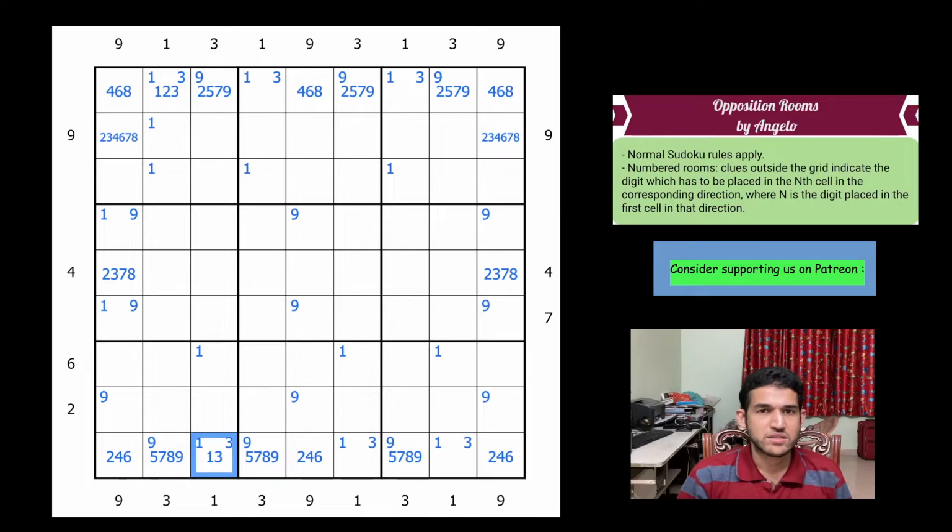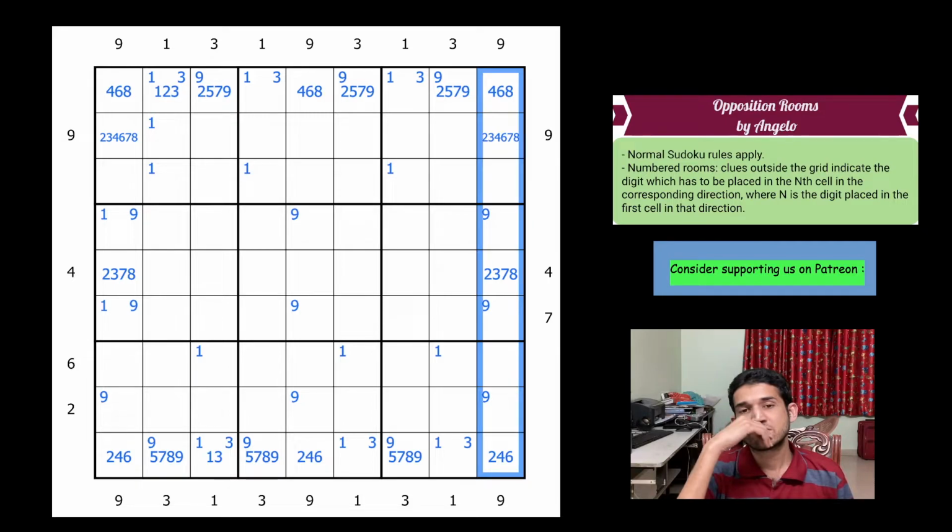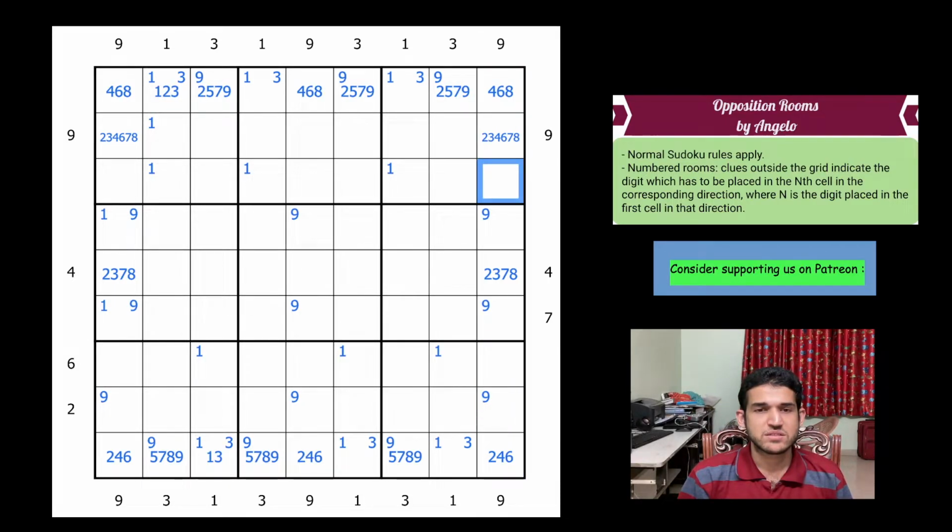So let me see this column. Unfortunately, there is not much with ones there. 1 cannot be here. 1 cannot be here. 1 could be here, here, many possibilities, or even here.